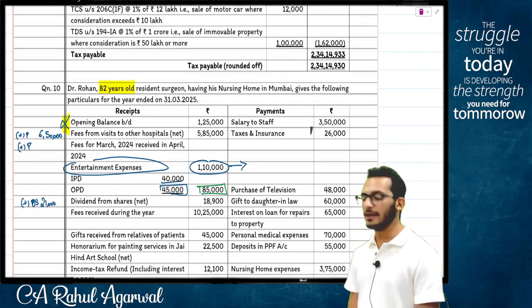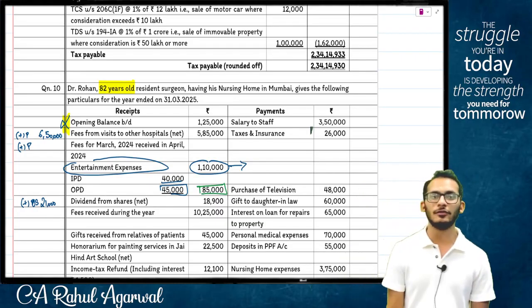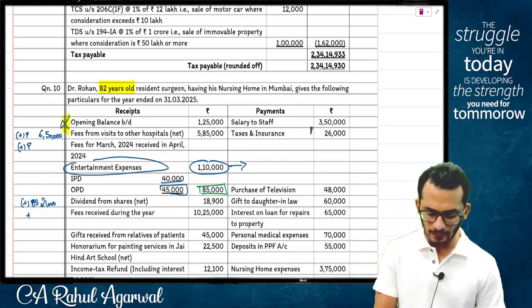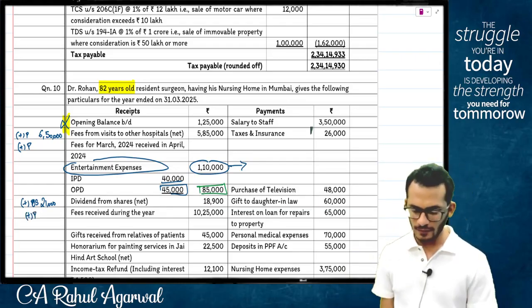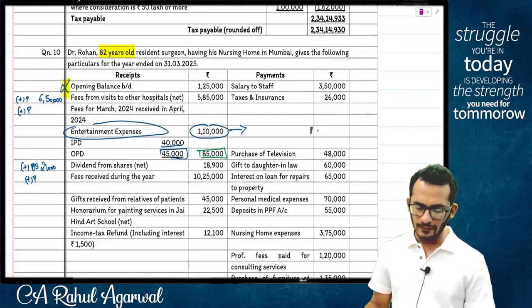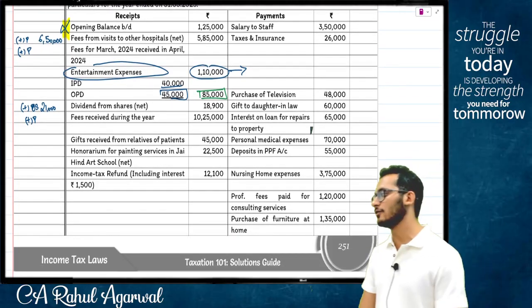Fees received during the year is 10,25,000. This is also PGBP, fully taxable. Gifts received from relatives of patient, 45,000.